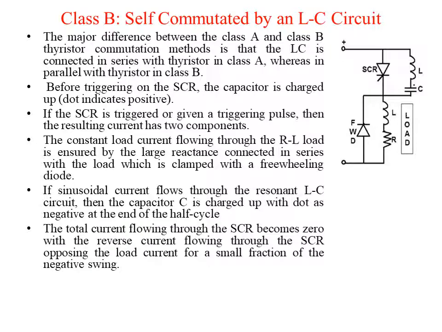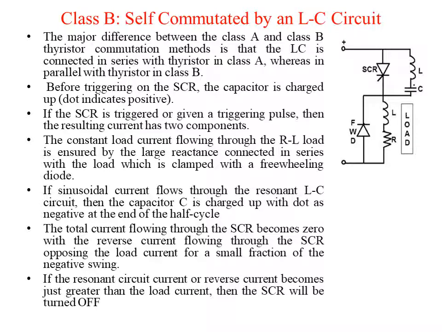The total current flowing through the SCR becomes 0, with reverse current flowing through the SCR opposing the load current for a small fraction of the negative swing. If the resonant circuit current or reverse current becomes greater than the load current, then the SCR will be turned off. So, during the half cycle, when the current flows through the LC resonance circuit, the capacitor is charged in the negative half cycle, and when it is charged in the negative part, the current becomes reverse, and due to this reverse current, the SCR is turned off.